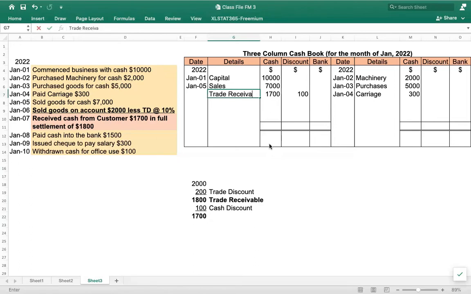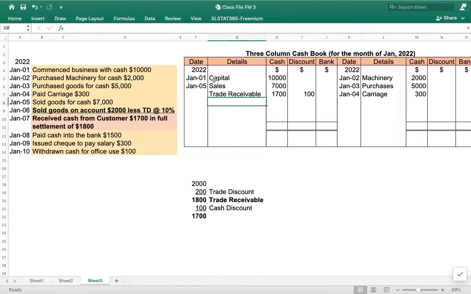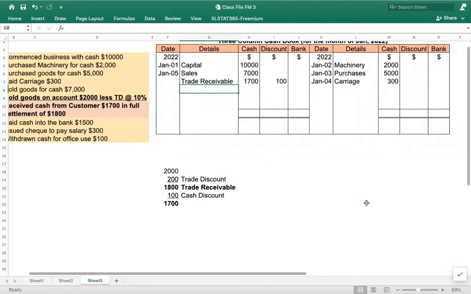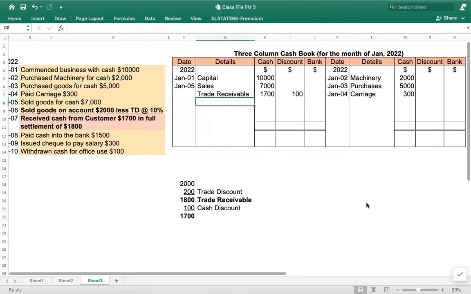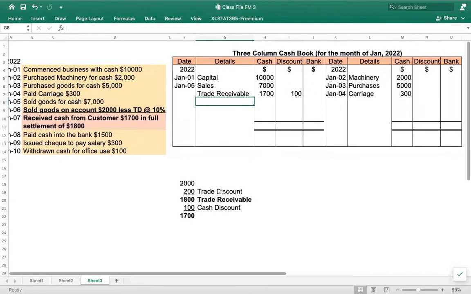And here who paid me? Trade receivable, the customer. I don't know the name, so that's why trade receivable. If I know the name, I will be writing the name only. Got it? So new thing I understood today: trade discount and cash discount and how to record.